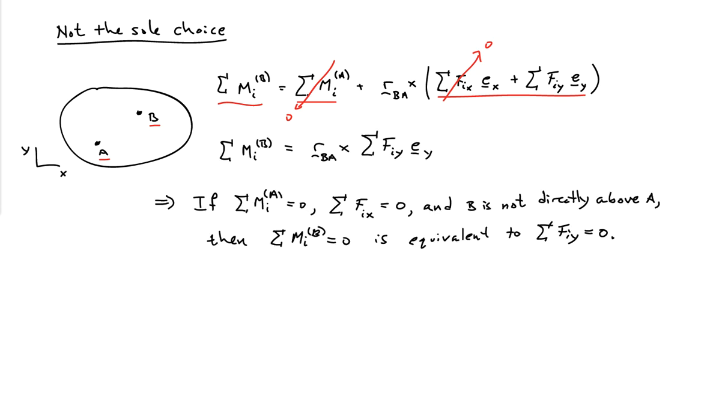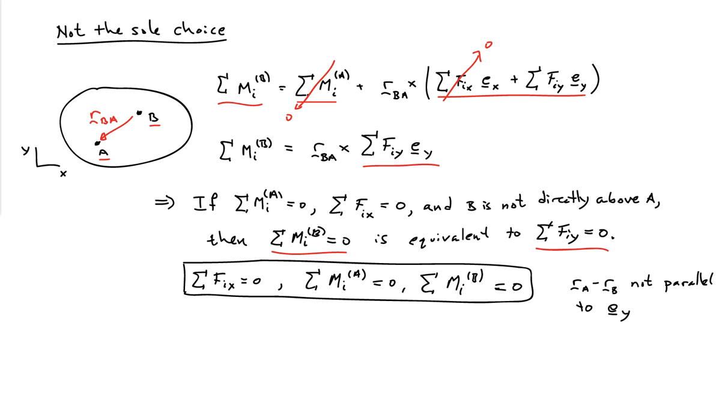So in particular, if I take those two terms to be 0, I find that the sum of the moments in B is equal to the cross product of the vector going from B to A, so there's R_BA, with the y component of the resultant. So I can come to the conclusion that the sum of the moments in B equal to 0 is equivalent to saying the sum of the forces in the y direction is equal to 0. And I have that connection as long as the vector R_BA is not parallel to the y direction. So this gives me another way of writing the 3 equations of equilibrium in a 2D problem.